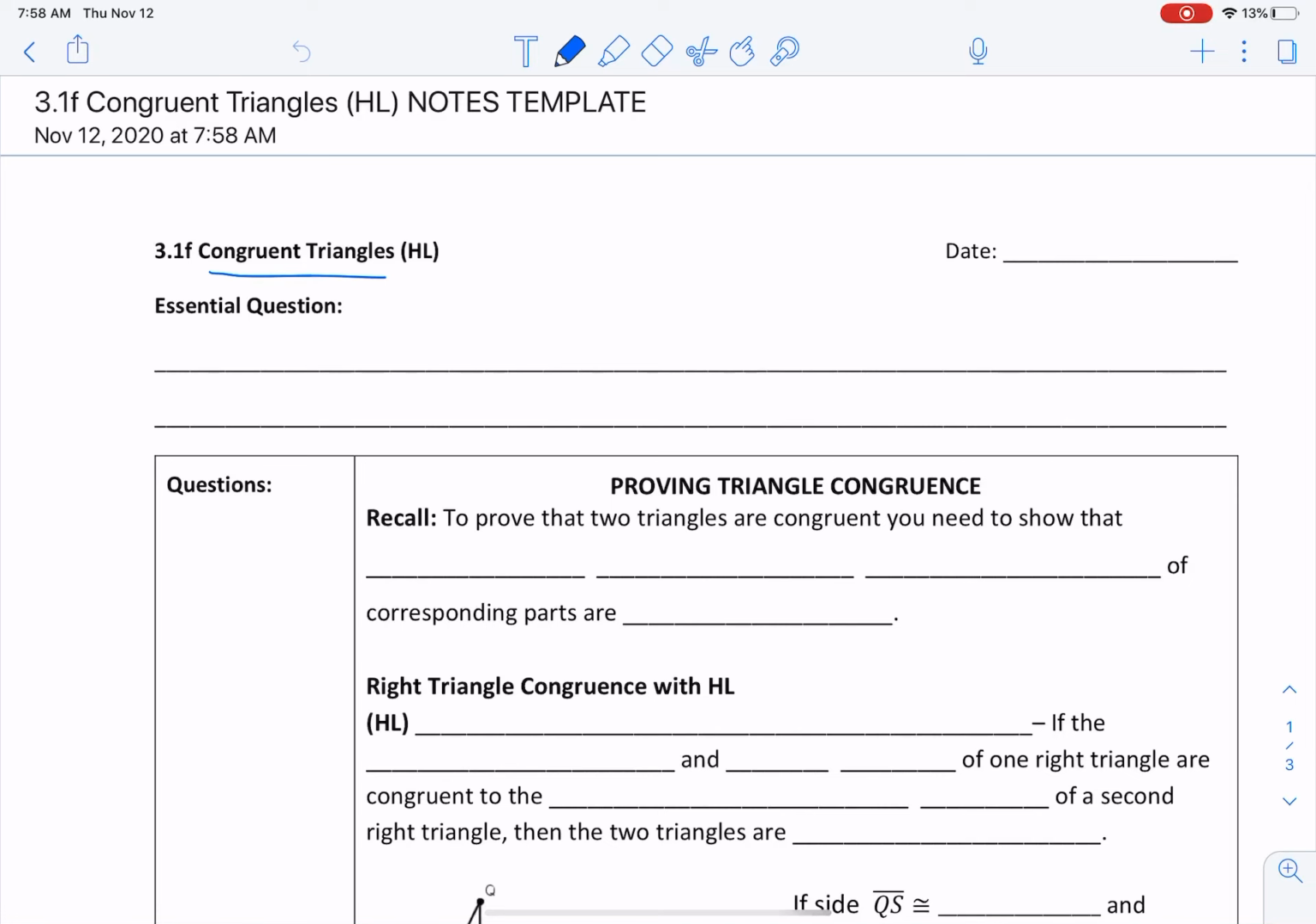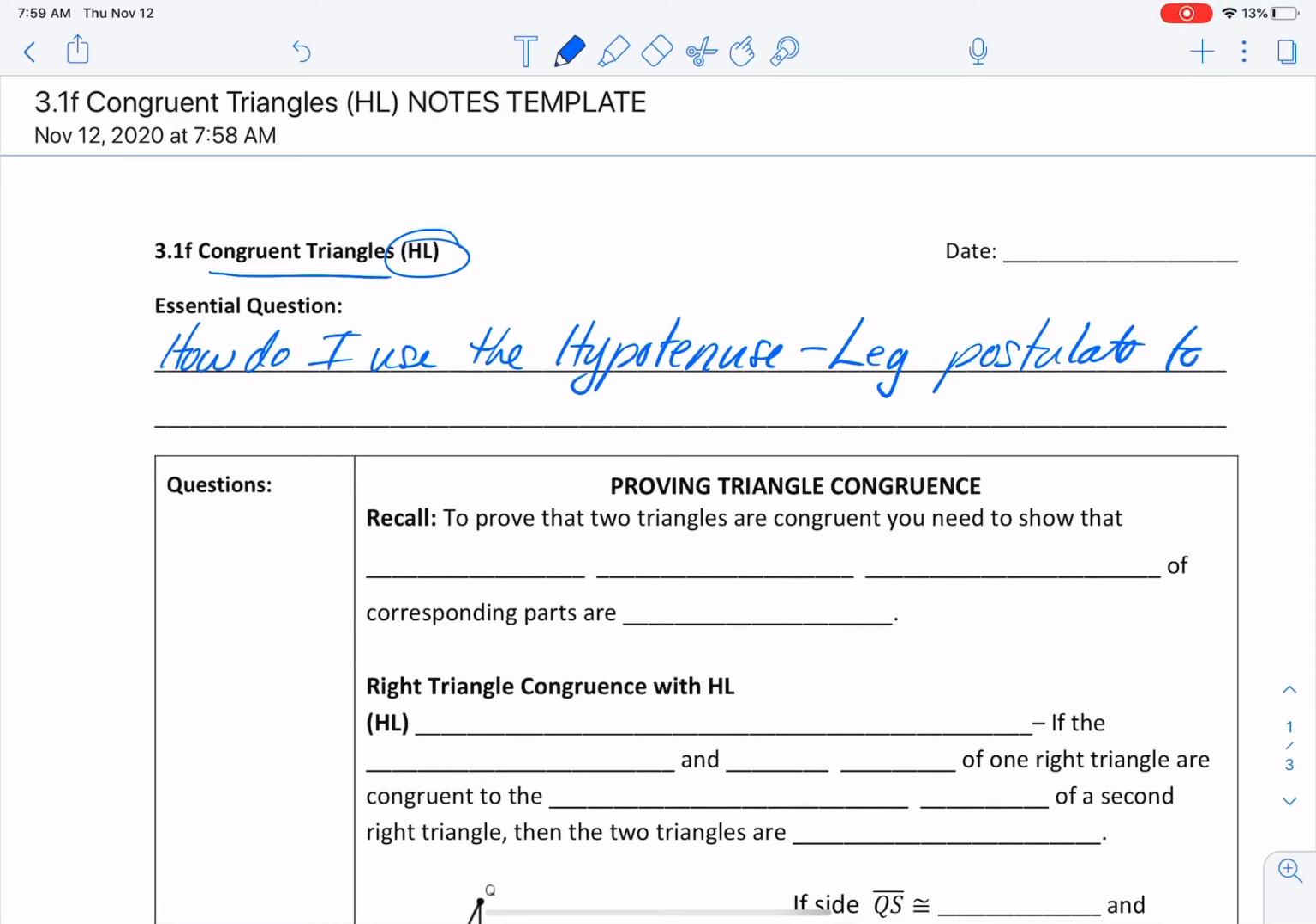Today we're talking about congruent triangles using the postulate for hypotenuse leg. So our essential question is, how do I use the hypotenuse leg postulate to prove triangle congruence?